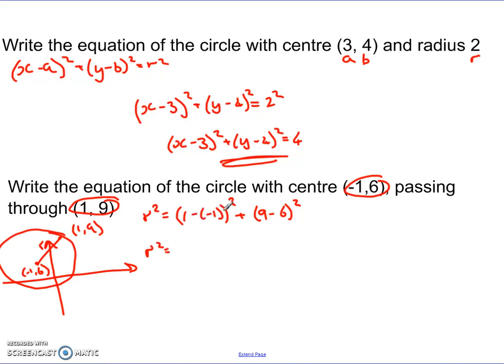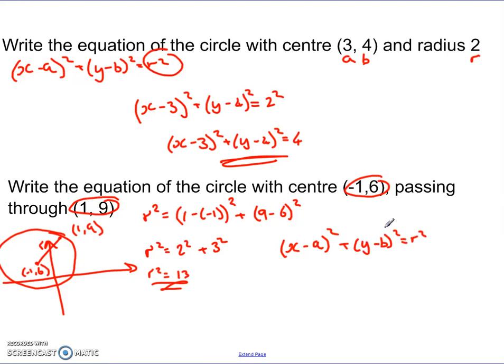So r squared: 1 minus minus 1 is 2, so I get 2 squared, plus 9 minus 6 is 3 squared. So I know then that r squared, 2 squared is 4, 3 squared is 9, 4 plus 9 is 13. So I know that r squared is equal to 13. Now again, the equation wants r squared in it. So I can actually just leave it here as r squared equals 13. I don't have to worry about taking the square root at this point because this would be more useful to me. Because now I take my generic equation, (x minus a) squared plus (y minus b) squared equals r squared, and I plug the information in.